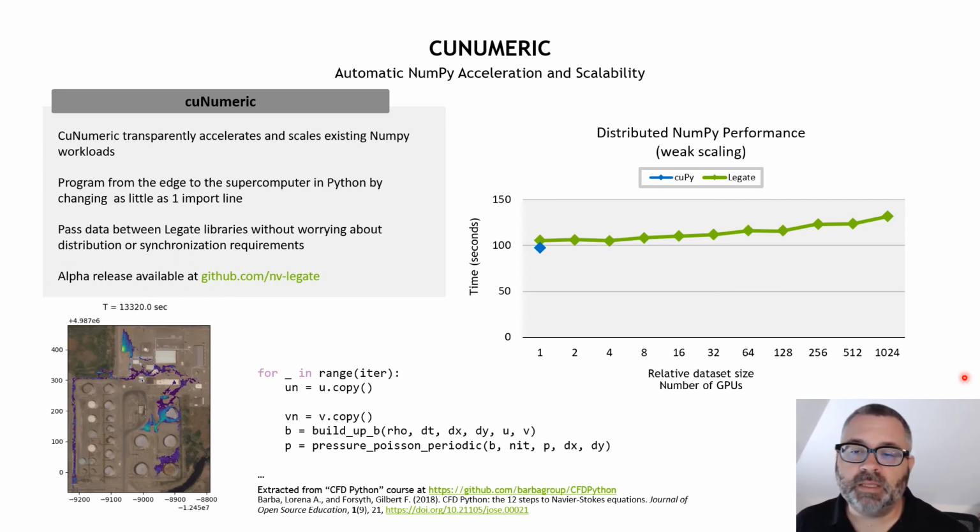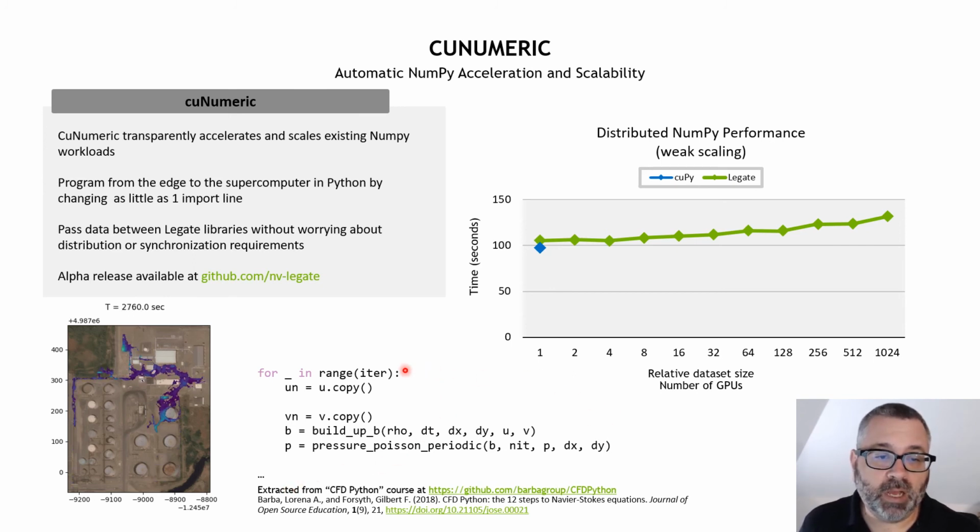cuNumeric transparently accelerates existing NumPy applications by replacing the NumPy data structures with data structures that can be partitioned and made parallel under the hood. So in many cases, you can actually take a NumPy application, change your import statement to import cuNumeric instead, and begin to run right away. Here is an example from a CFD code that comes from Lorena Barba's CFD Python course. Nothing in here tells you that it's doing anything other than writing code in NumPy.